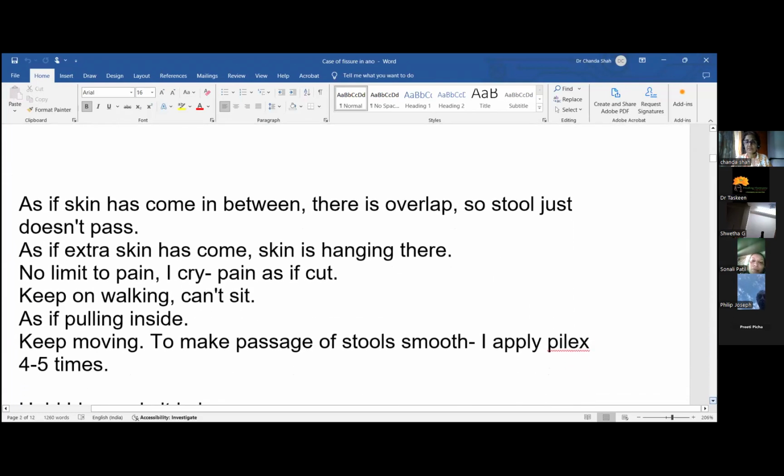And then she's giving more description. As if the skin has come in between. There's overlap. So the stool just doesn't pass. Okay. As if extra skin has come. The skin is hanging there.